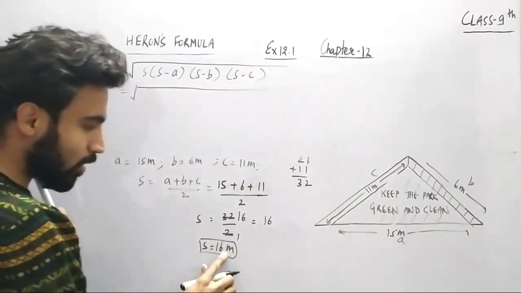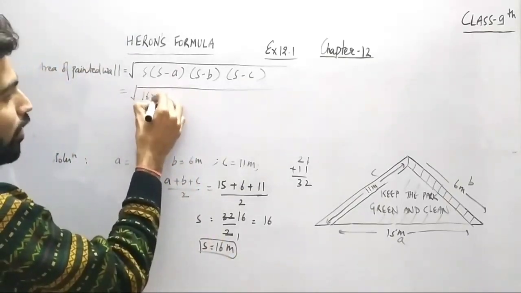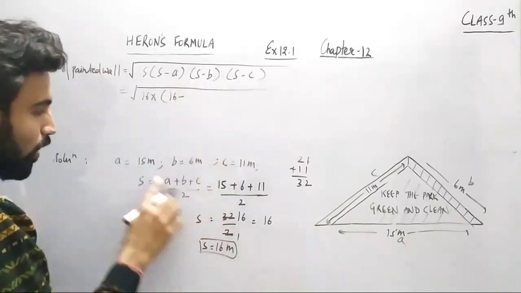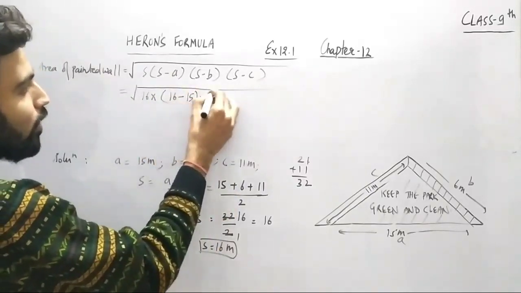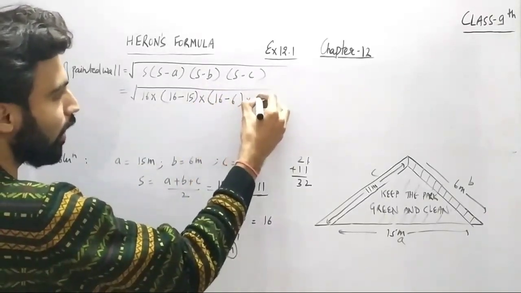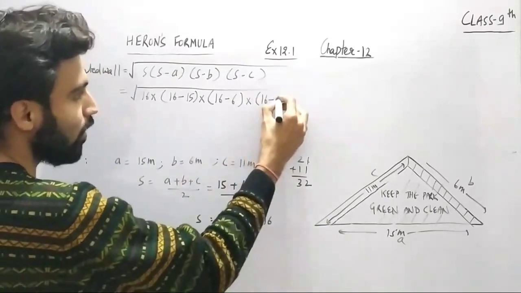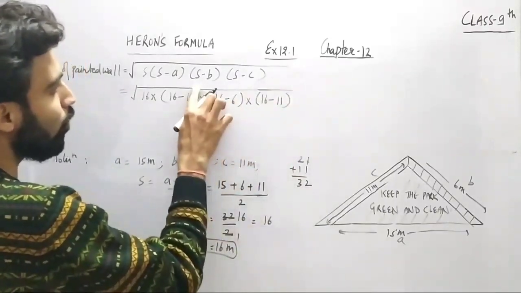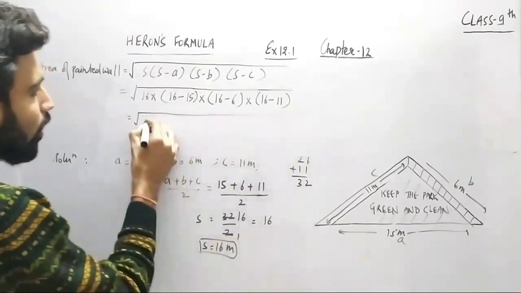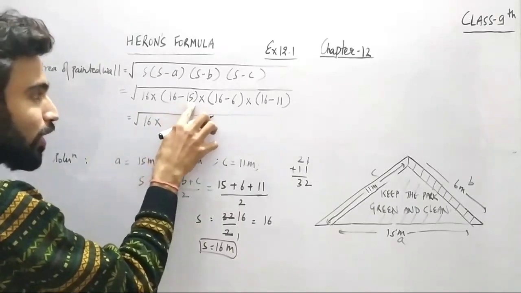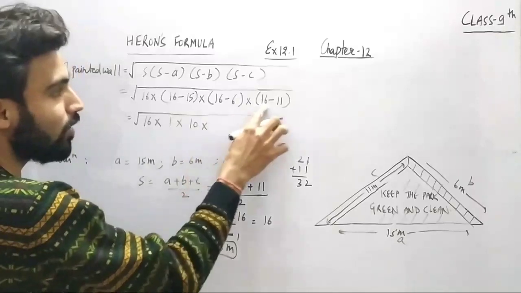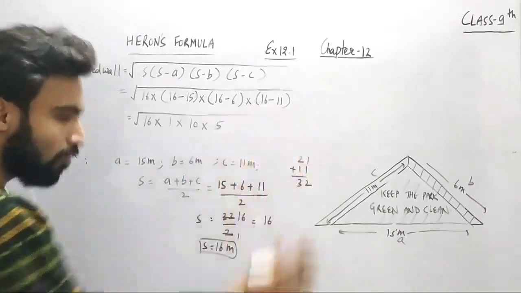So let me just now directly substitute the values. So S की value आपके पास 16 है, you can see. Now in multiplication S minus A. So S की value 16 minus A. What is A? That is 15. Then you can see further S minus B. So what is B? That is 6. Again you can see 16 minus C, that is 11, right? So now what we have to do is simply just solve this. So you can see further, that will be 16 into 16 minus 15, that is 1. Then you can see 16 minus 6, that is 10. Then 16 minus 11, that is 5, right?